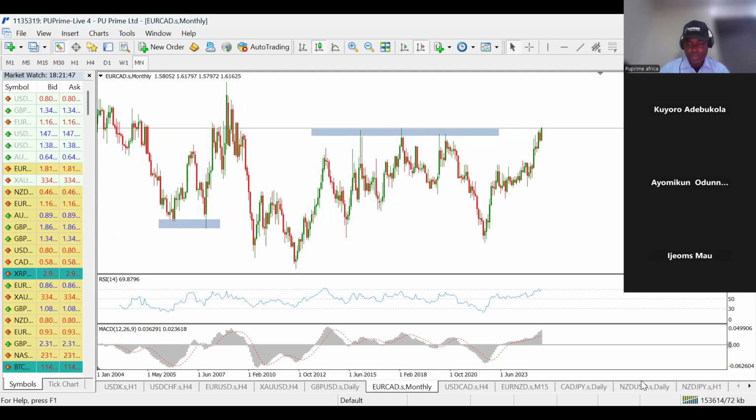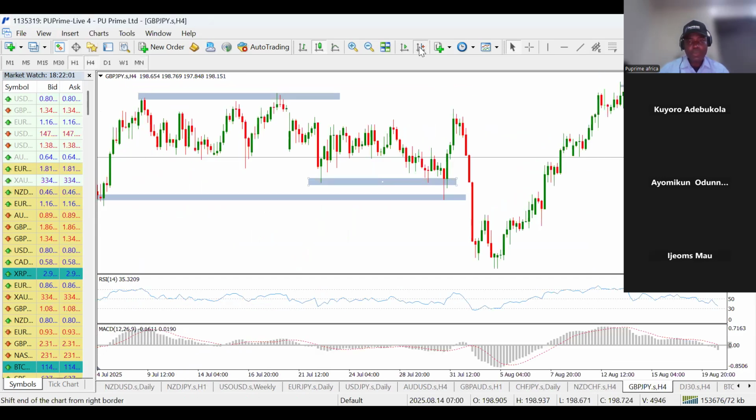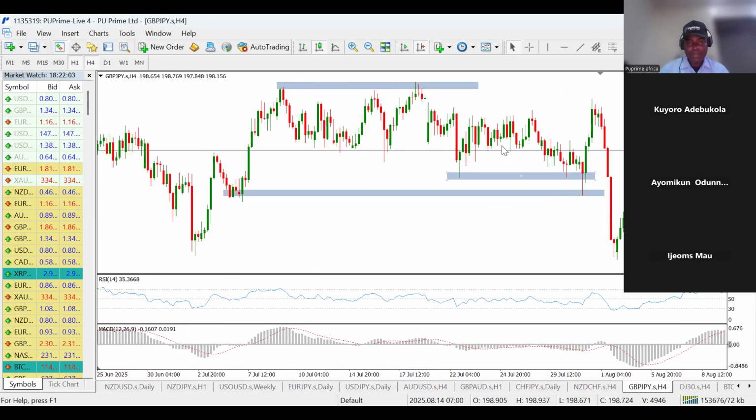Also, we check the GBP JPY. GBP JPY on the 4-hour time frame. Here we can see price hitting a resistance level and having a rejection candle form, which led to a bearish movement. Again, we have a support level here, a rejection candle, and price bounced back up into the bullish direction.